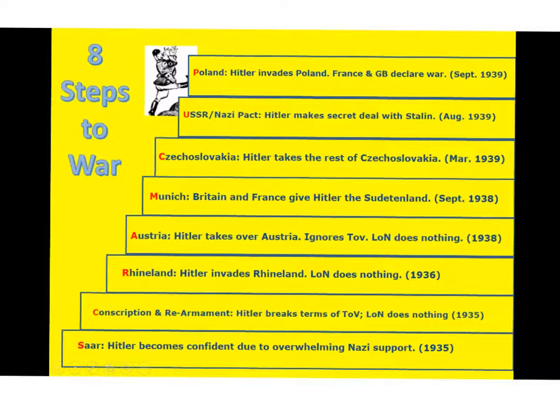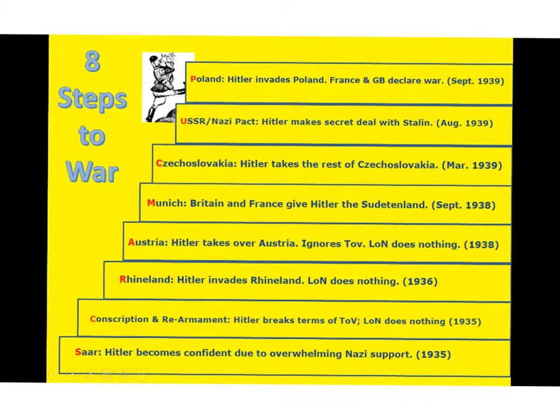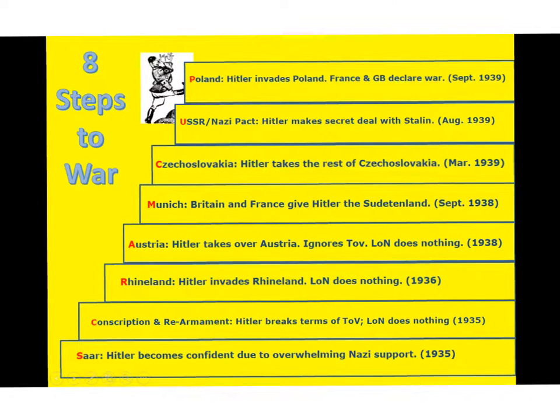Now, starting at the bottom, at our first step, we can see that the word Saar has the S in the colour red, and that's because the first letter of each step will make up a word, SCRAMCUP. I'm just underlining them here. So you've got Saar, Conscription and rearmament, Rhineland, Austria, Munich, Czechoslovakia, USSR-Nazi Pact, and Poland. And that's the best way of remembering all the 8 steps that lead up to World War II.